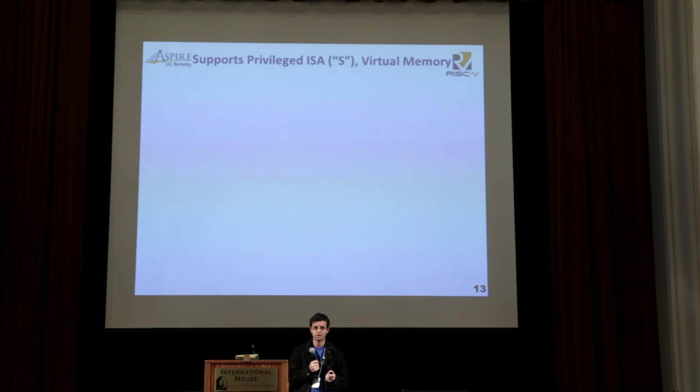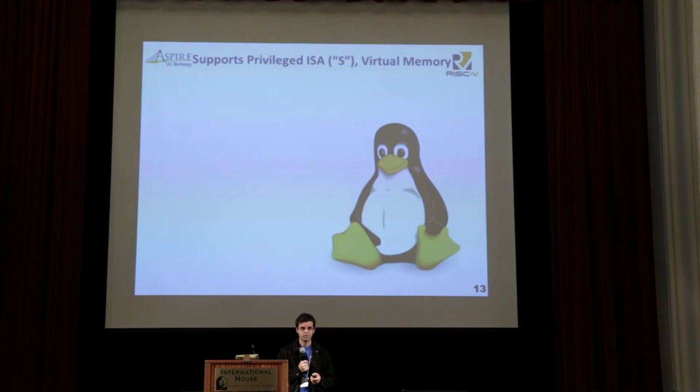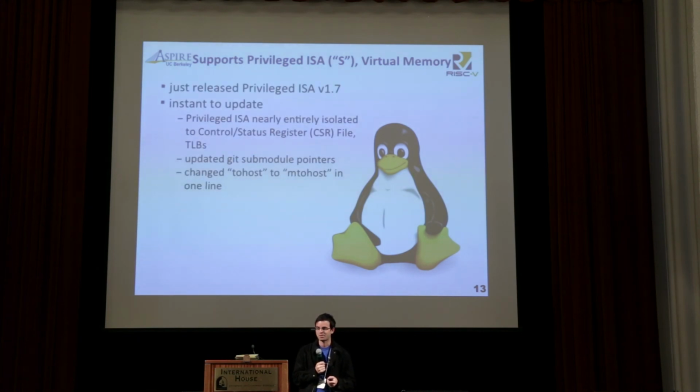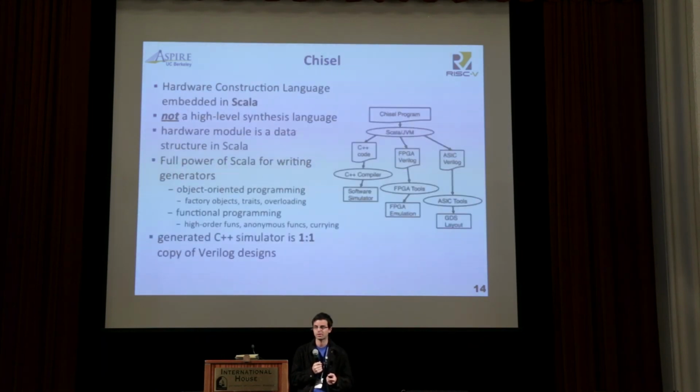Boom also supports the privileged ISA, the latest one, 1.7. It also supports virtual memory, which means I can actually boot Linux. And not just in theory, I've actually demonstrated it, gotten a command prompt, and I've never been so excited in my life to see a command prompt show up. And what's also nice is that anytime we update the privileged ISA, we make those changes into Rocket's CSR file. To me, that's just a submodule pointer in Git, so I get to update that. Maybe if he changes the name of tohost, I'd change that, but I get all this for free.